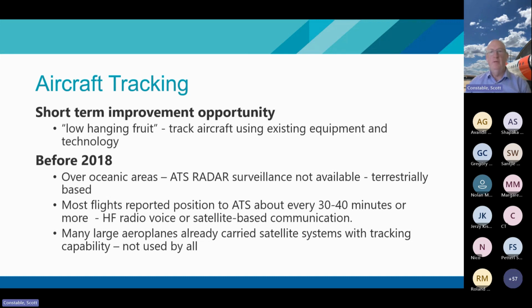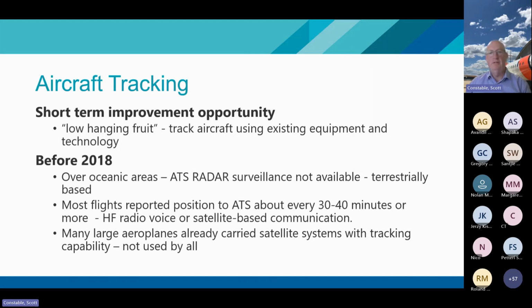Before aircraft tracking was mandated by ICAO, it became applicable on the 8th of November 2018. Most flights over oceanic areas were required to report their position to air traffic services, air traffic control, about every 30 to 40 minutes or more, usually using HF radio. The pilots just made their routine scheduled reports, or by satellite-based communications. So there was the option to use both.